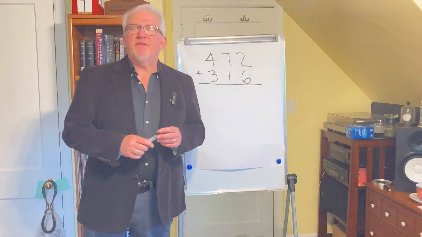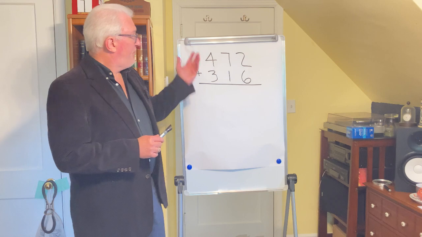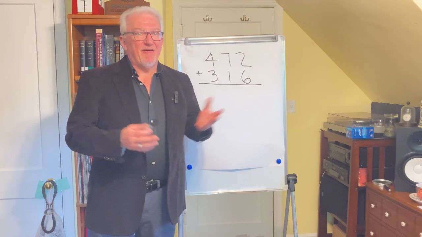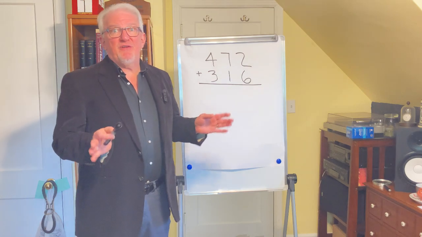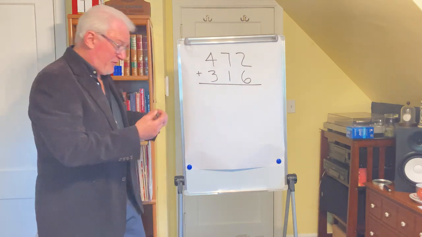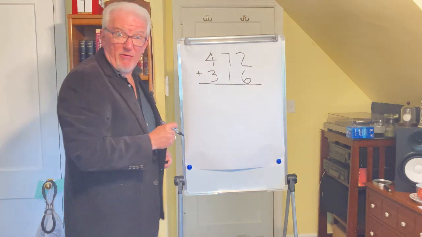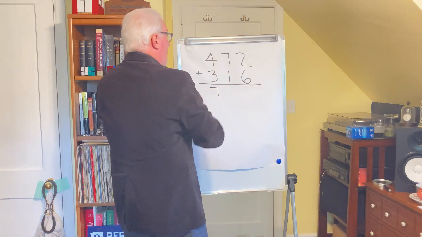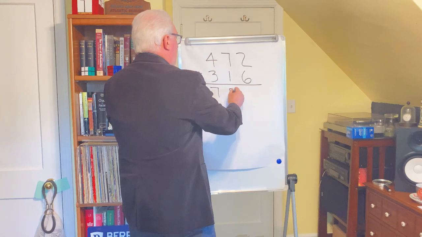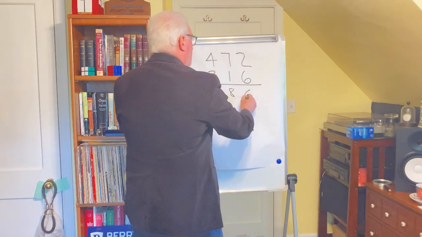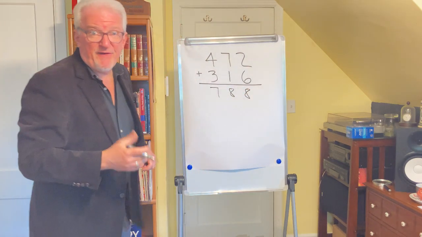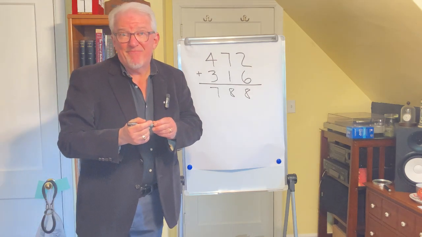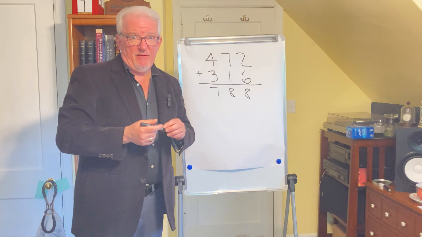Let's begin with a relatively simple problem. 472 plus 316. Now, this particular problem poses no difficulties whatsoever adding from left to right. We can just go right down the columns. 4 and 3 is 7. 7 and 1 is 8. 2 and 6 is also 8. We wind up with a final answer of 788. Easy. But why does it work?